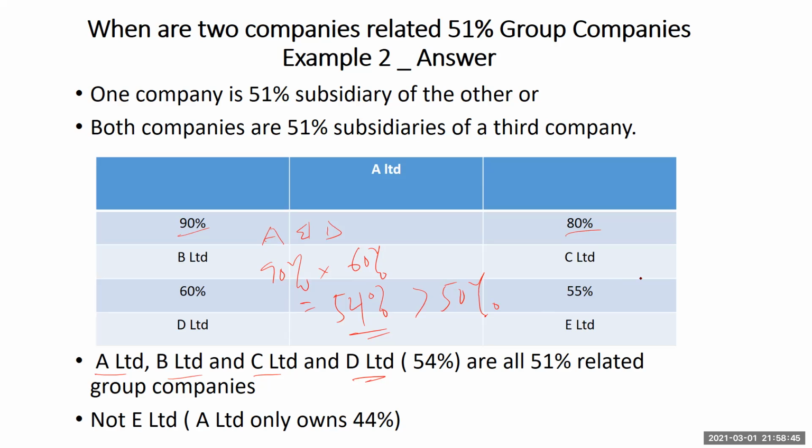But when we take 80% against 55% in terms of the relationship between A and E, we are getting 44%, which is less than the 51% holding, or 50%, or less than 50% holding. So we cannot include E in the group. Instead, we include A, B, D, and C. They form part of the group and not E. All right, easy group accounting.